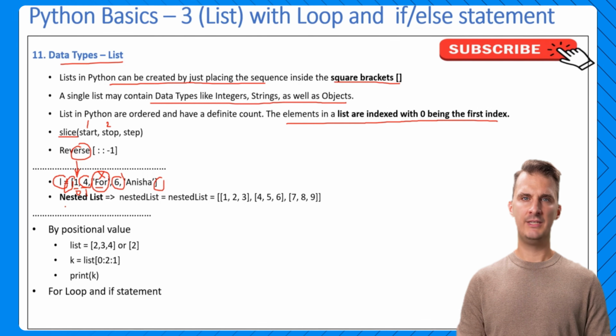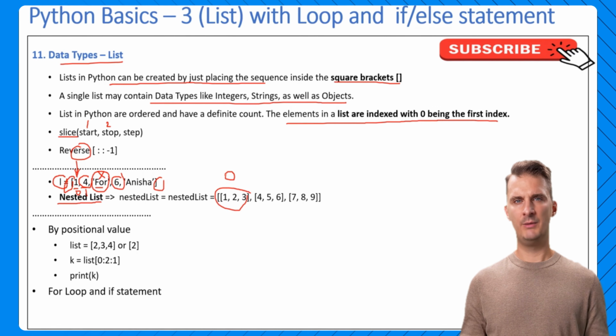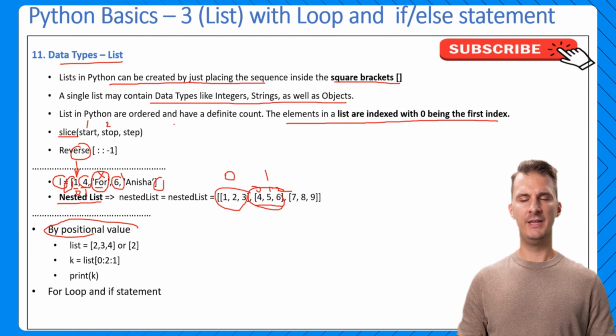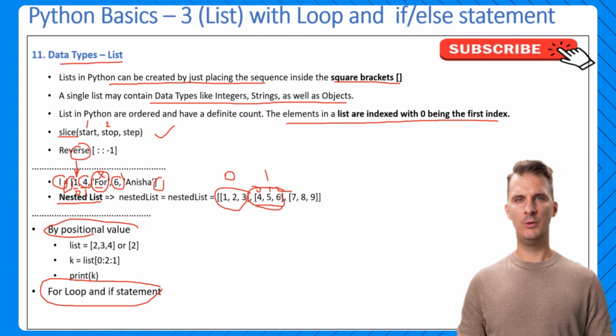So now let's take a look at the nested list. What a nested list does is, here you have the index as 0, and then you have the index as 1, and within this 1 you have again 0, 1 and 2. Now how can we retrieve? By positional value, what we discussed here, and you can also use for loops to retrieve the values.